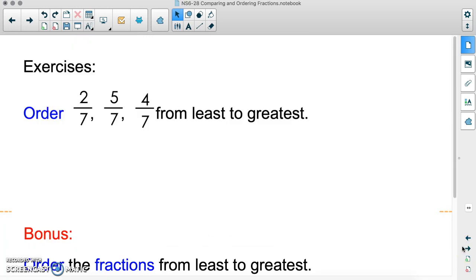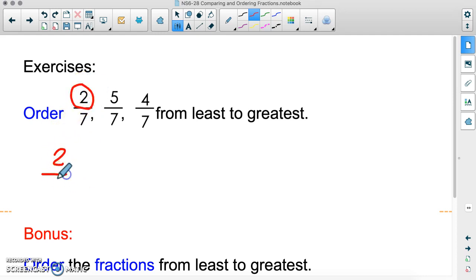Here's another exercise for you. We have the fractions 2/7, 5/7, 4/7, and we need to order these from least to greatest. So if we want to order these from least to greatest, what is the lowest fraction that we're given here? Well, we can see the lowest numerator is the 2/7. So 2/7 is going to go first. It's the smallest. We're going from least to greatest.